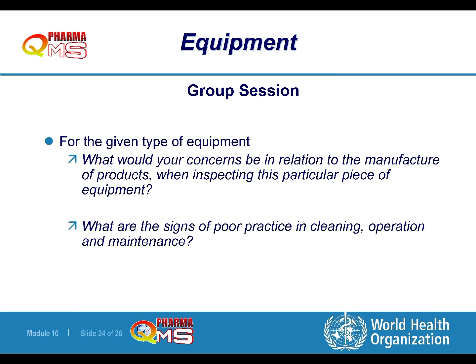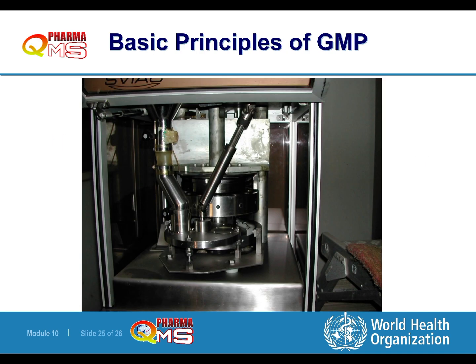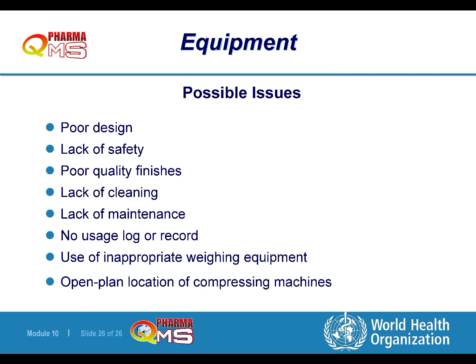Group session, for the given type of equipment. What would your concerns be in relation to the manufacture of products? When inspecting this particular piece of equipment, what are the signs of poor practice in cleaning, operation, and maintenance? Possible issues: poor design, lack of safety, poor quality finishes, lack of cleaning, lack of maintenance, no usage log or record, use of inappropriate weighing equipment, open plan location of compressing machines.